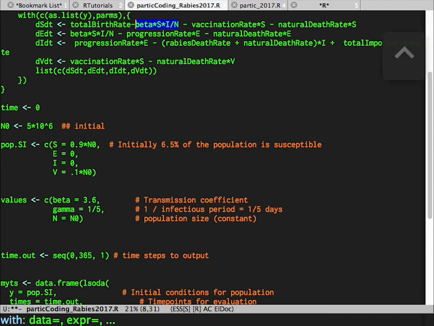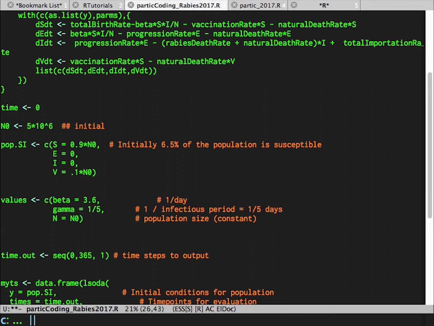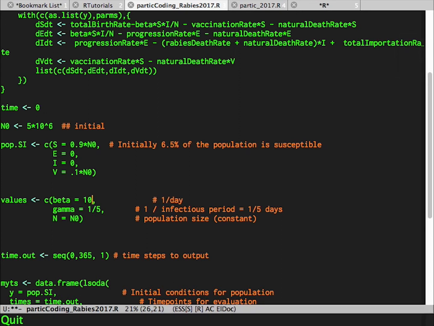So what does it mean that beta is per day? What is beta? Number of contacts, right? This is the frequency of contacts. Rates can just be inverse time. The frequency of contacts is going to be 1 over a day. So how many bites do we think a rabid dog is making per day, on average? 10 bites. Great.